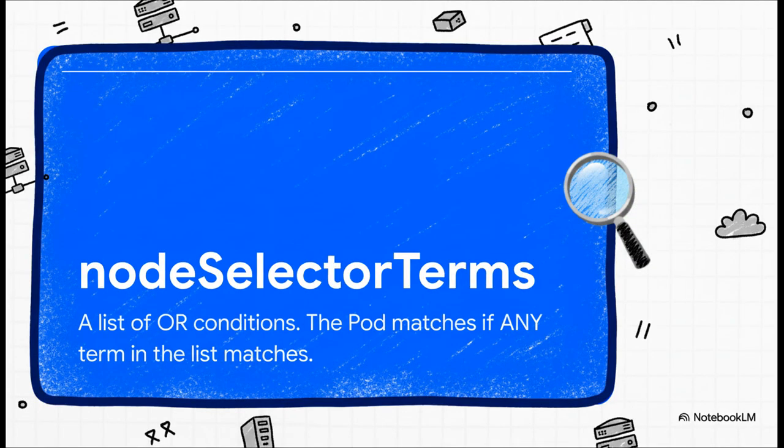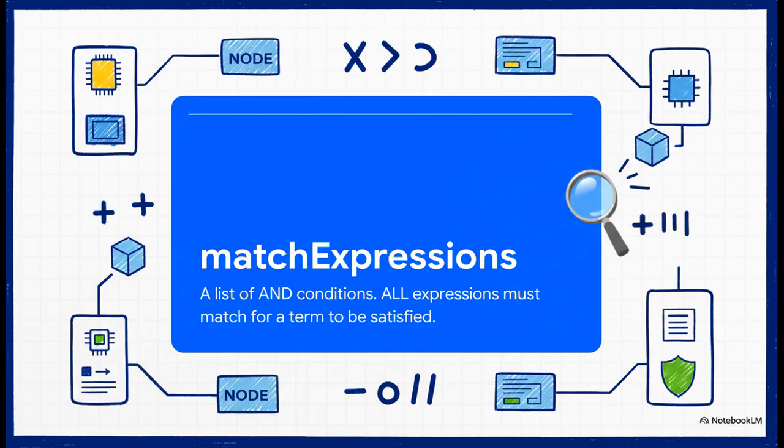Okay, so nested inside that, we get nodeSelectorTerms. The key here is that it's a list, and it acts as your OR gate. If you have a few different terms in this list, the pod only needs to match one of them to be scheduled. This is how you'd say something like, put this pod on a node in zone A, or put it in zone B. And then, drilling down one more level, inside each of those terms, you've got matchExpressions. And, you guessed it, this is your AND gate. For a node to match a specific term, it has to satisfy all of the expressions you list in here. So just remember that logic. nodeSelectorTerms is for your ORs, and matchExpressions is for your ANDs.